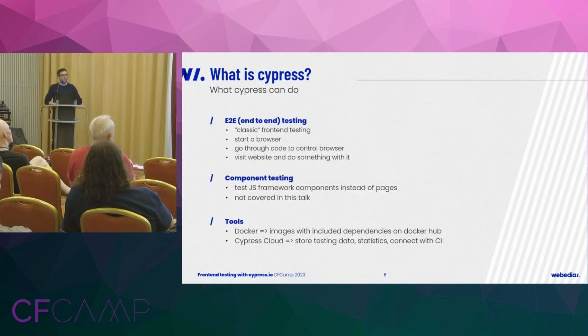Okay, so Cypress, what are the things that Cypress can do? The most important one is E2E testing, which is the classic front-end testing, as I'd like to call it. You know, Cypress can start a browser. It can go through our testing code and perform the actions that we tell it to do, and via the browser it has started. For example, it can visit your website and do something with it that you have specified.